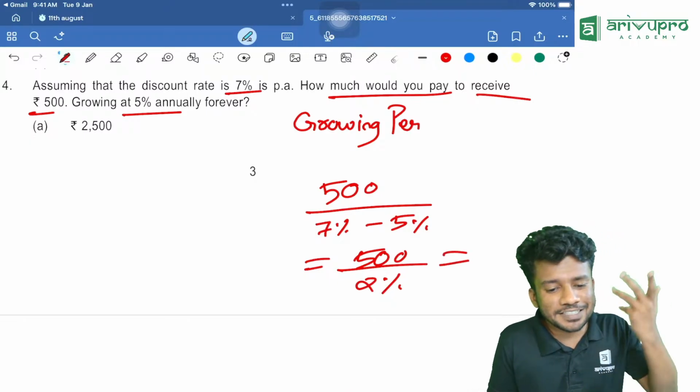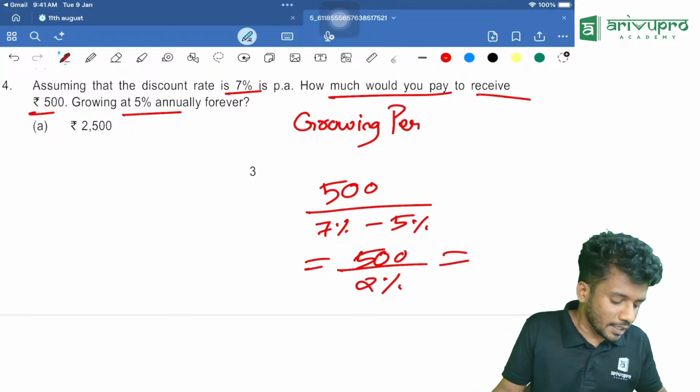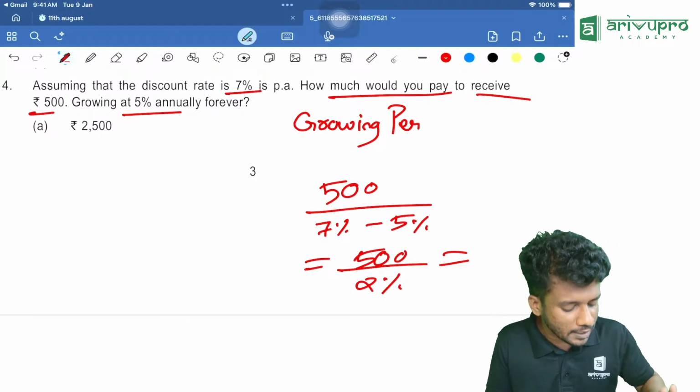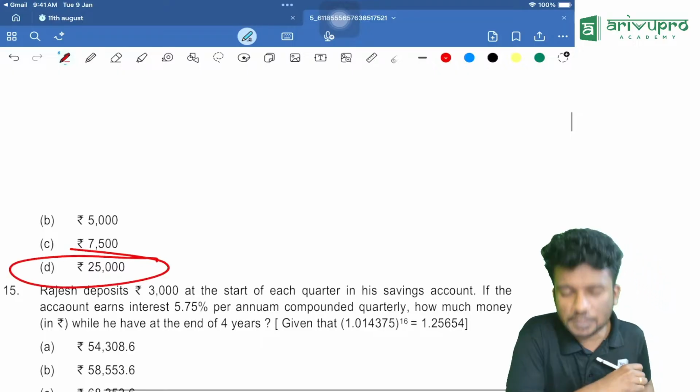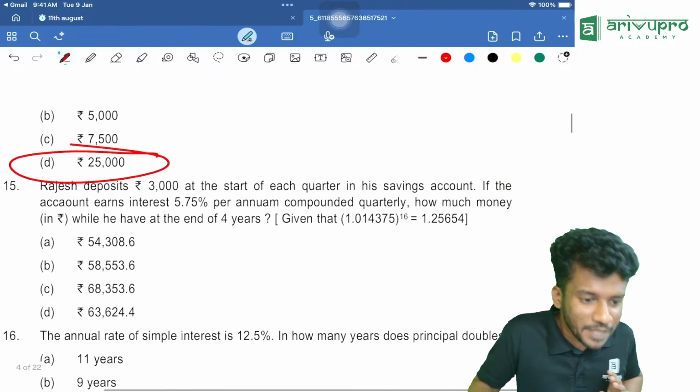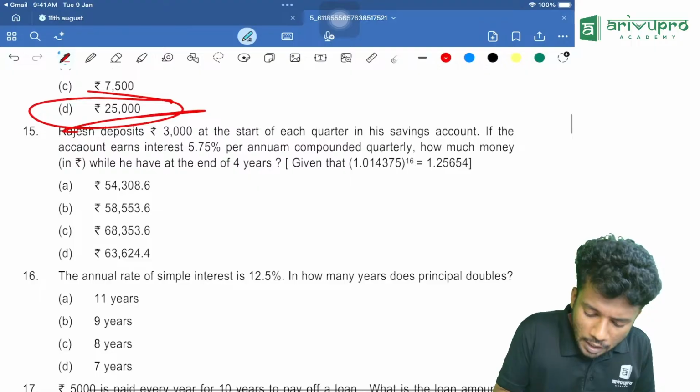People, how much did you get? Just take your calculator, directly do it. That is 500 divided by 2, then click percentage. You will get it as 25,000. Yes, you will get it directly as 25,000. Yes, next one, people.